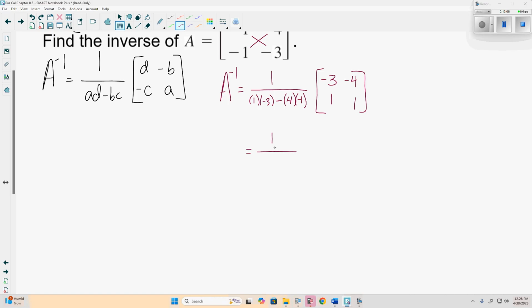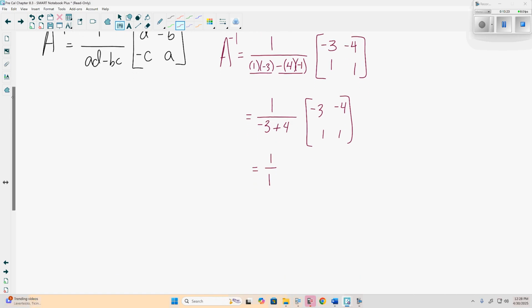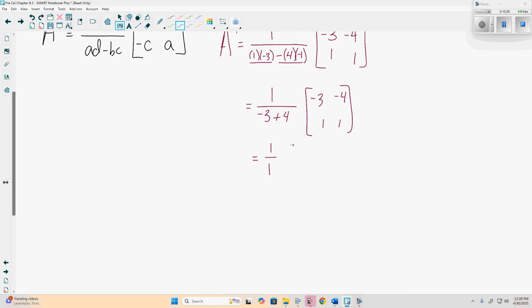Now we do need to figure out this fraction in front. Well, our 1 times negative 3 is negative 3. Negative 4 times negative 1 is positive 4. Well, the denominator here, negative 3 plus 4 is 1. 1 divided by 1 is just 1, so it tells us negative 3, 4, 1, 1 is the inverse.